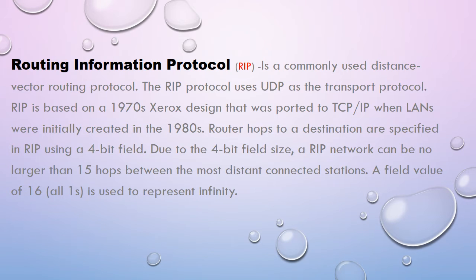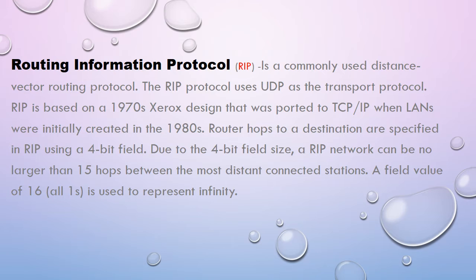The distance vector routing algorithm is distributed between the routers on the network. Routing Information Protocol is a commonly used distance vector routing protocol. The Routing Information Protocol uses UDP as the transport protocol. RIP, or Routing Information Protocol, is based on a 1970 Xerox design that was ported to TCP/IP when local area networks were initially created in the 1980s.